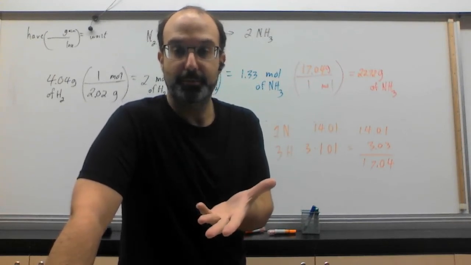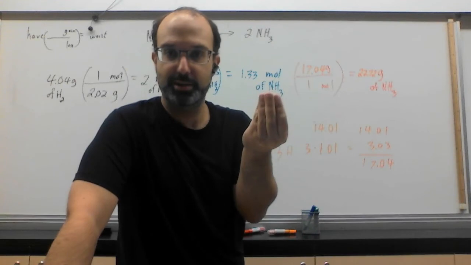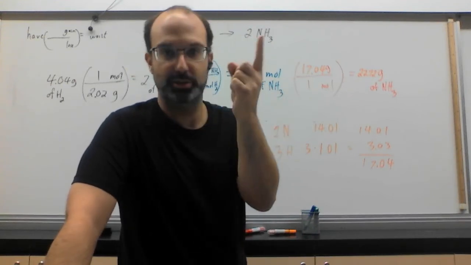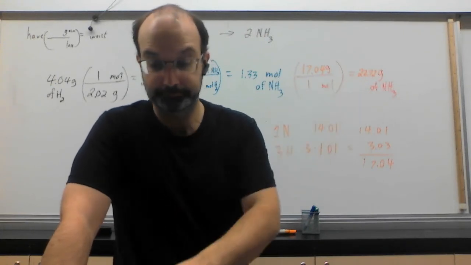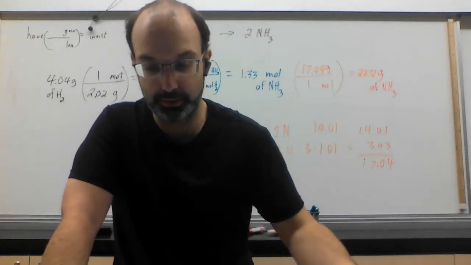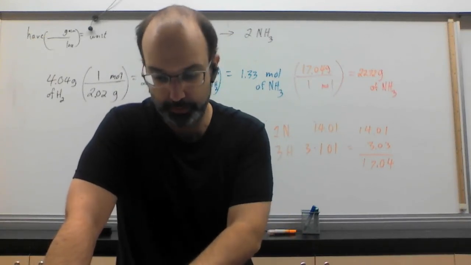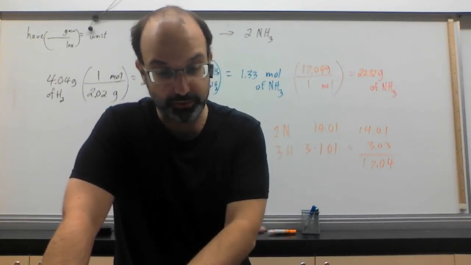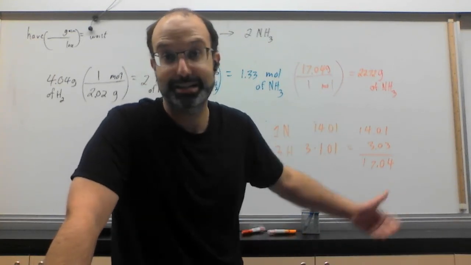That's what this is. You start with grams, you turn it into moles, then you do some stoichiometry to get it from one side of the equation to the other. Then you turn the new results into grams again. And with that, you guys are ready to do 41, 42, 43, 44, 45, 46, 47, and 48.